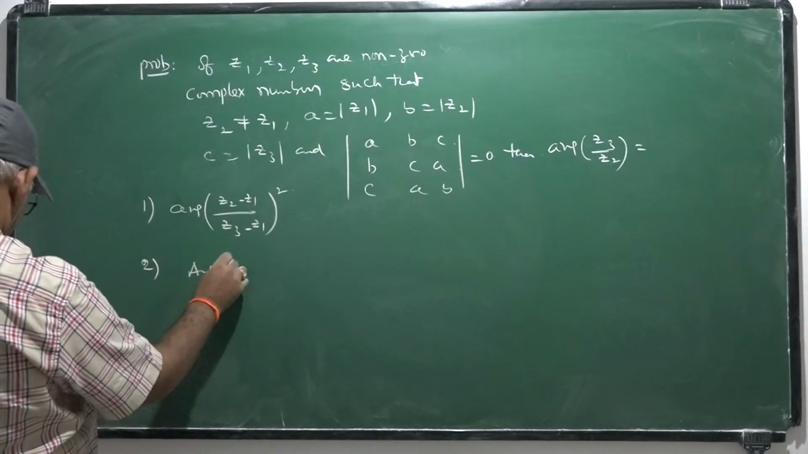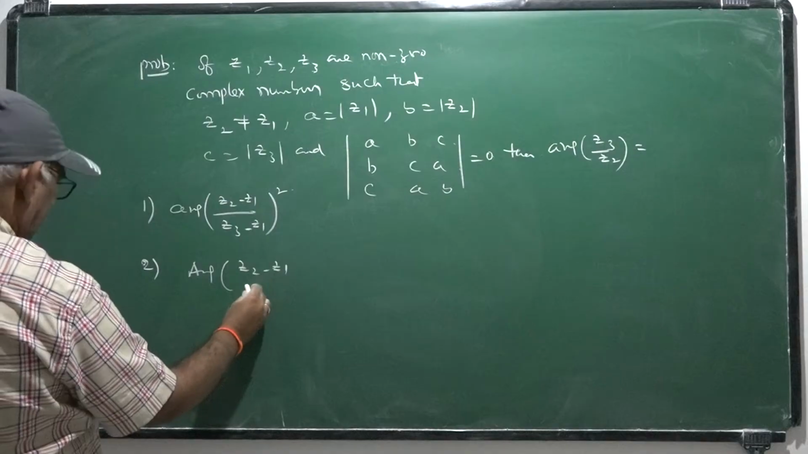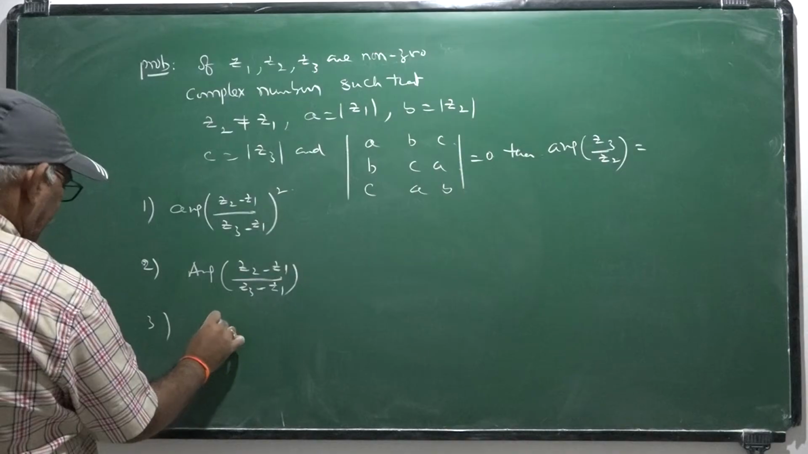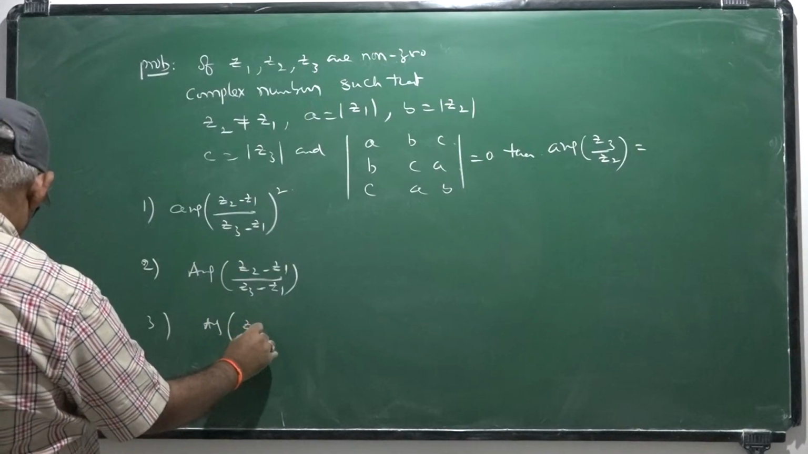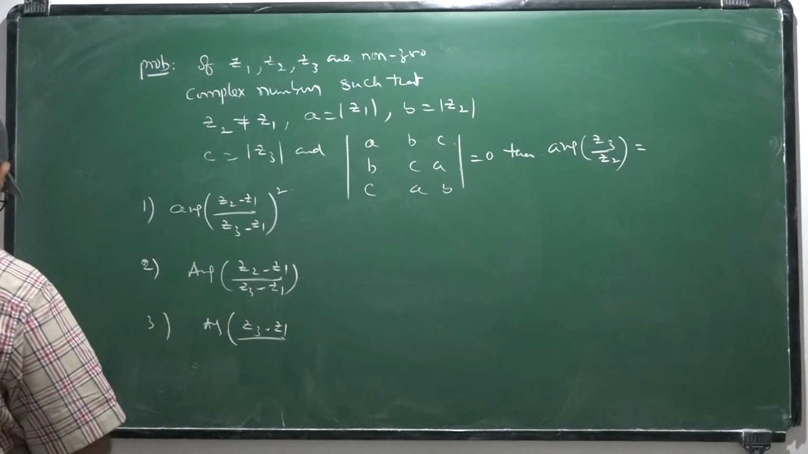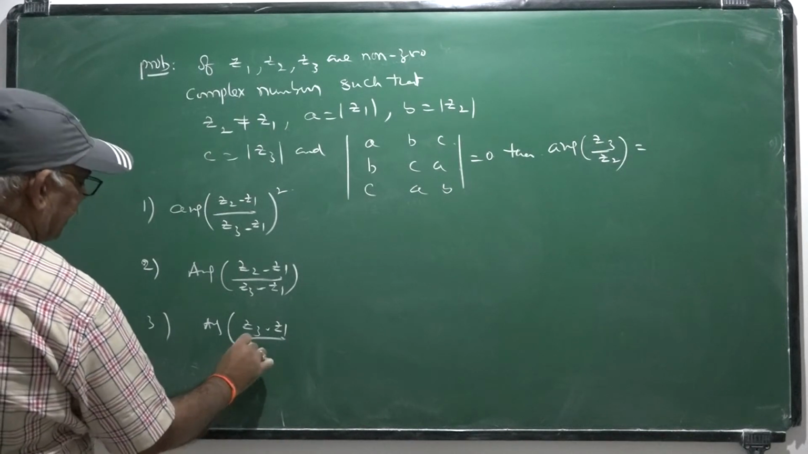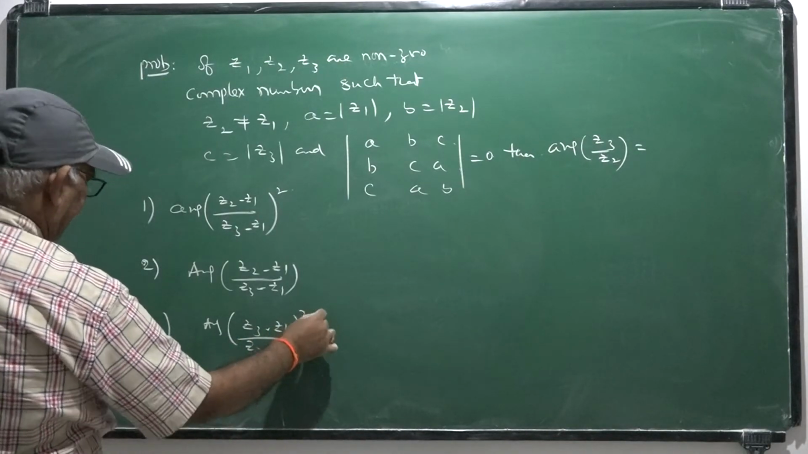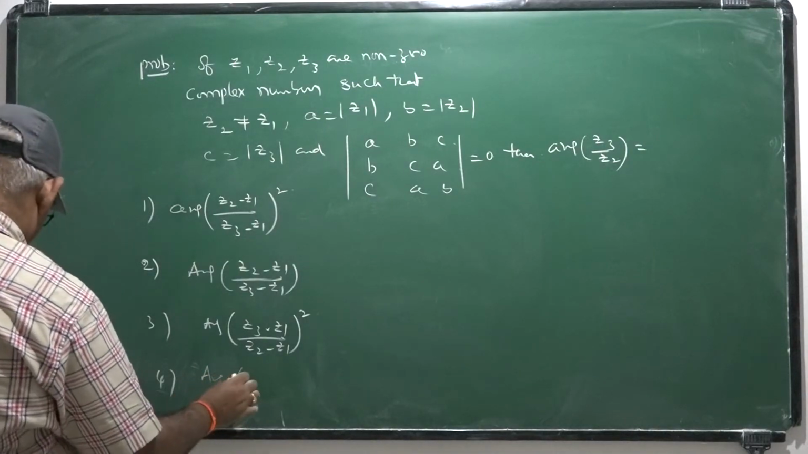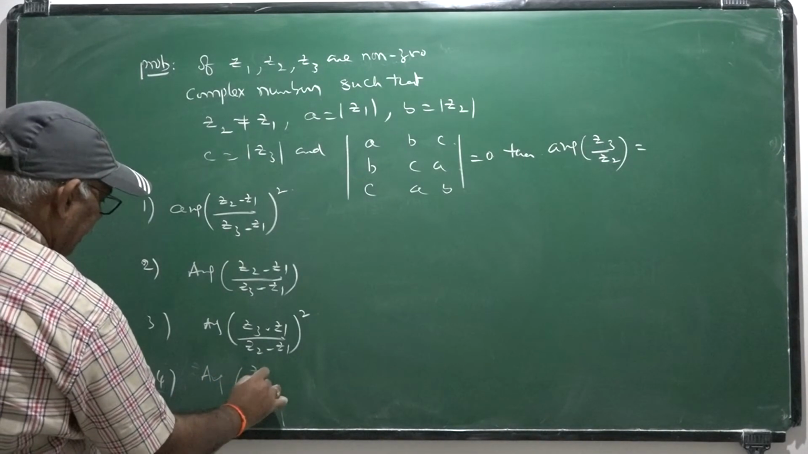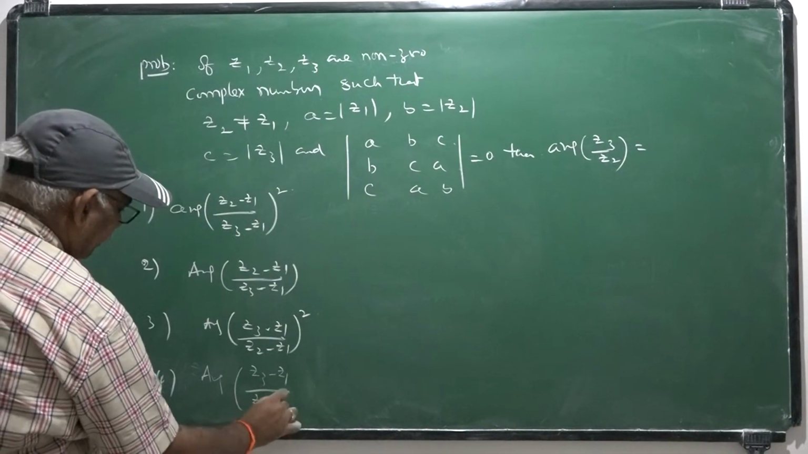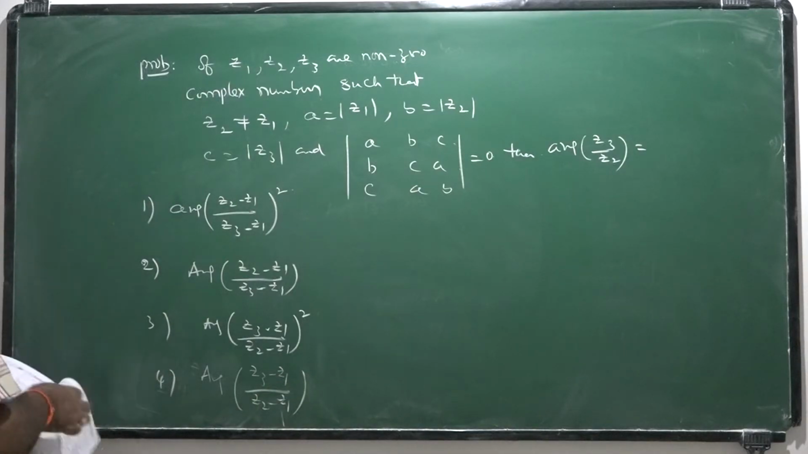Second, argument of Z2 minus Z1 by Z3 minus Z1. Third, argument of Z3 minus Z1 by Z2 minus Z1. And the fourth one, argument of Z3 minus Z1 by Z2 minus Z1.